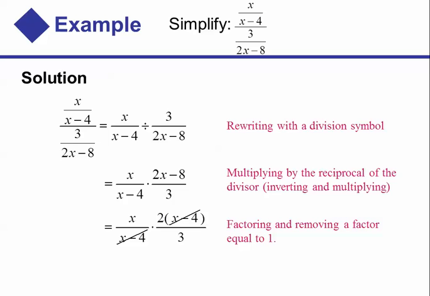And what are we left with in the top? 2 times x, 2x. And what are we left with in the bottom? 3. So our final answer when we've simplified this is 2x over 3.